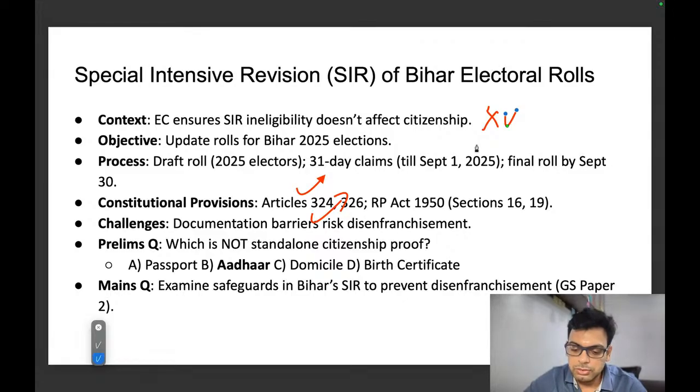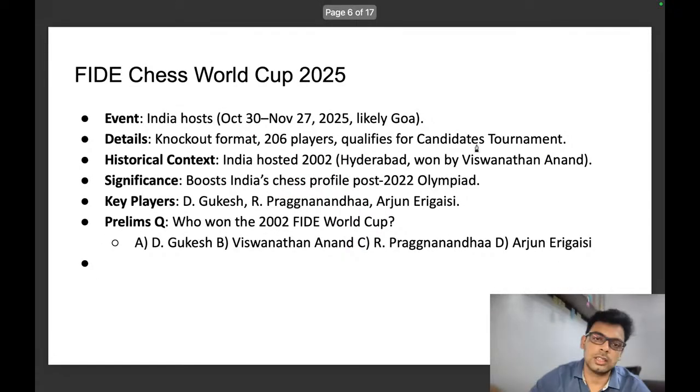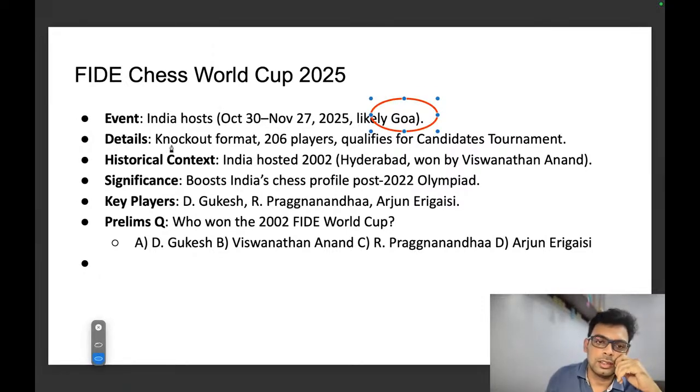The next one is the FIDE Chess World Cup. So this Chess World Cup is happening in India. It's most likely going to happen in Goa. Keep in mind it's a knockout format. UPSC recently asked about chess.